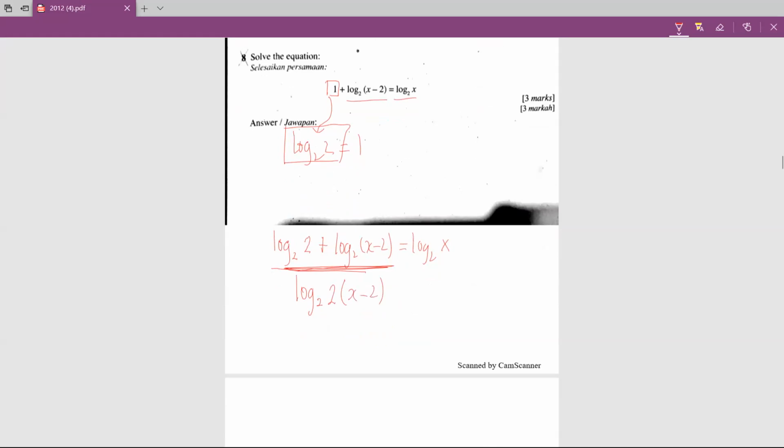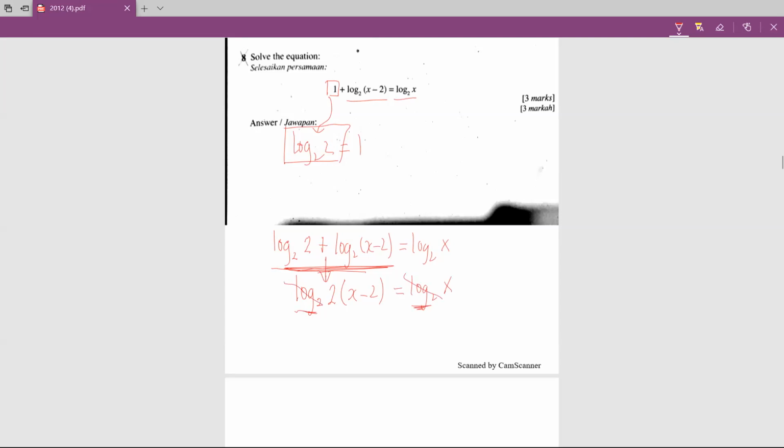Right? This concept is important. Link ni sangat penting, right? Log 2 plus log 2x minus 2 is basically log 2 multiply x minus 2 because of the concept that I told you earlier. So yang kita akan dapat log 2x. Right? No problem tak ada masalah. Now, log 2 cancel. Jangan risau. Both sides you have log, you can remove the log.